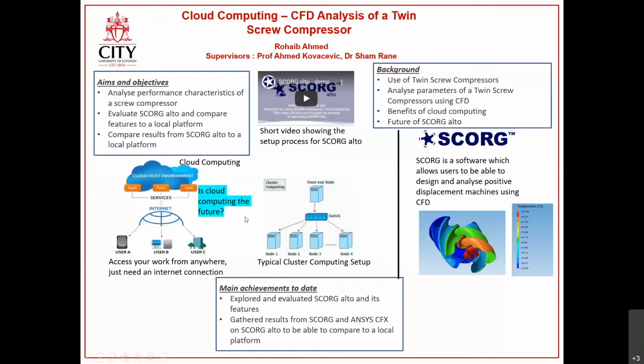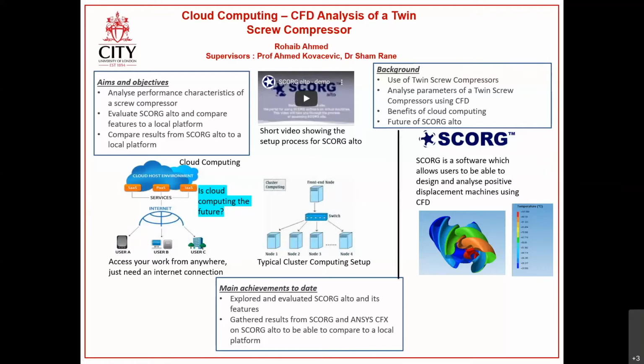Is cloud computing the future? Cloud computing means that you can access a computer with the aid of an internet connection. So it's a computer that's located away from you, not in your location, but with the aid of an internet connection, you can access that computer.